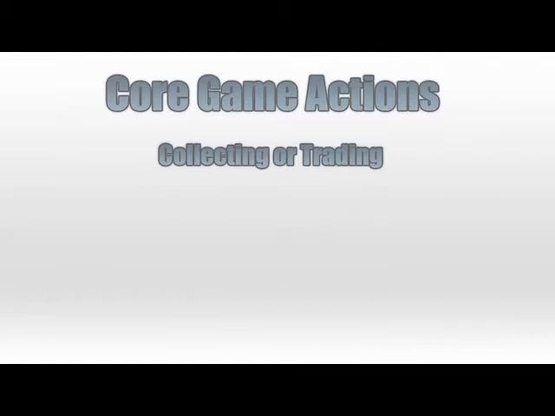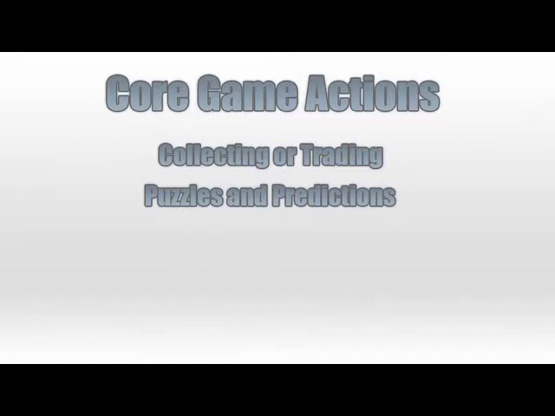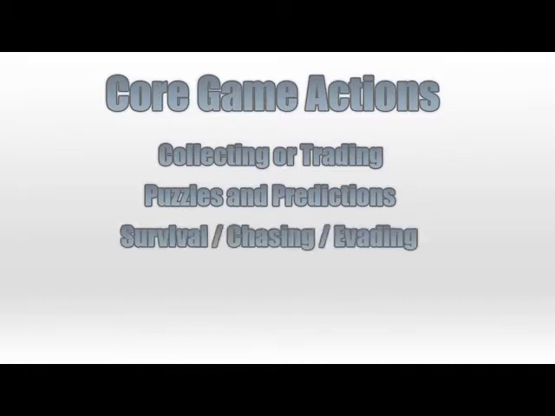Another game action, puzzles and prediction. Tetris, Scrabble, Sudoku, Paper, Scissors, Rock, and Bingo are all based on the action of puzzle or prediction. The next action, survival, chasing, or evading. Pac-Man, Cannibal, Left 4 Dead, Hide and Seek, and Tag are all based on the actions of survival, chasing, or evading. The last game action is the finish line. Mario Kart, Guitar Hero, Candyland, and any race you've been in are all based on the action of the finish line. So how do we think about action when building our first game?